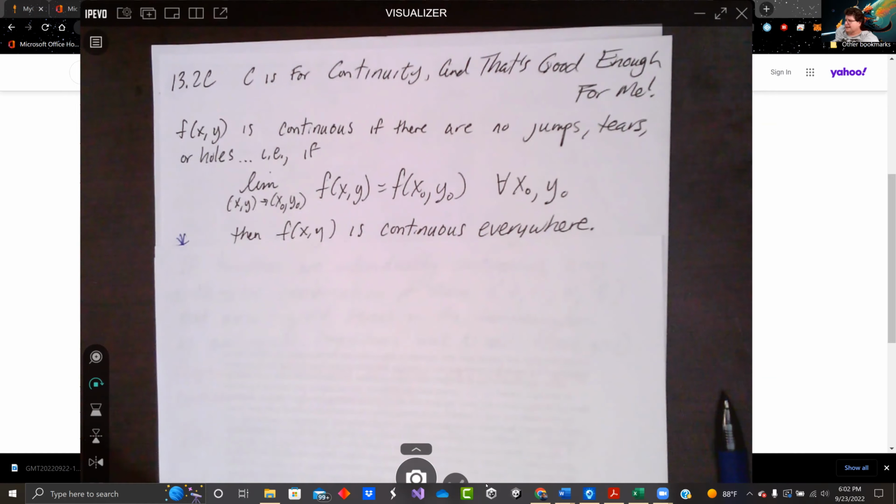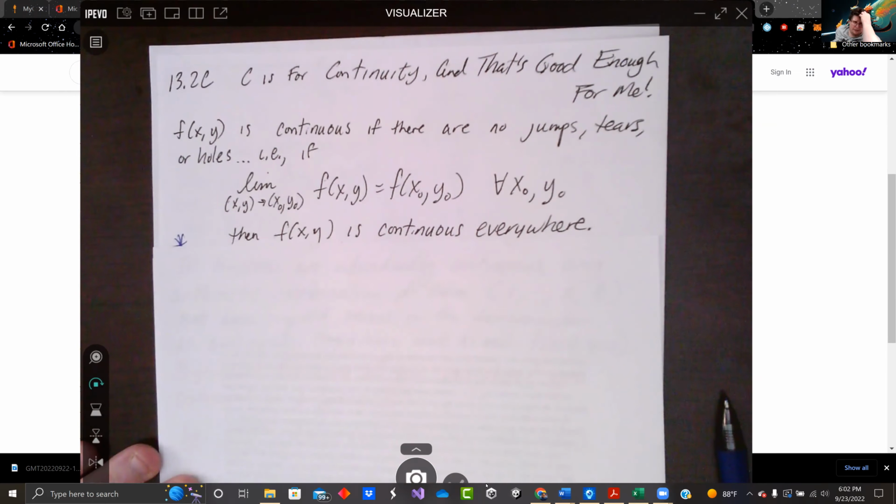Let's talk about continuity. So when we say f of x y is continuous, there's not going to be any jumps. There's no changes in values, there's no tears like an asymptote or anything like that, where there's a whole line that's bad. There's no holes where you can't have it at 0 or something like that.